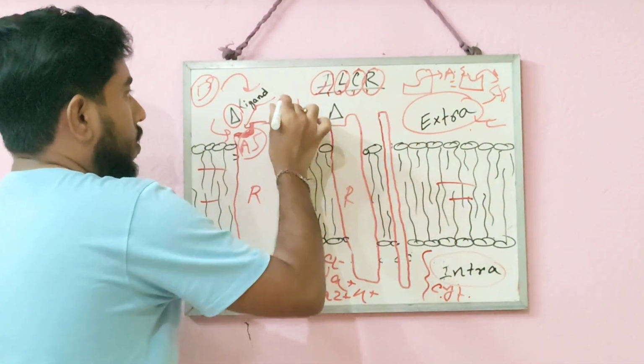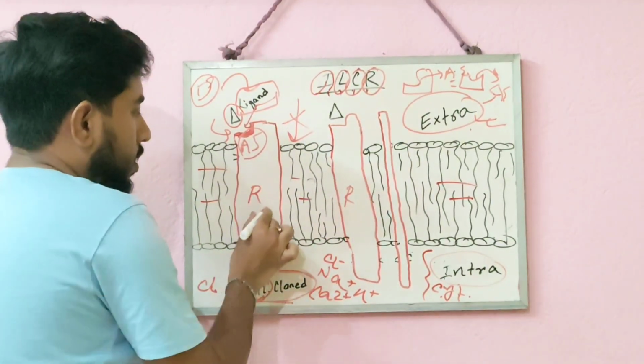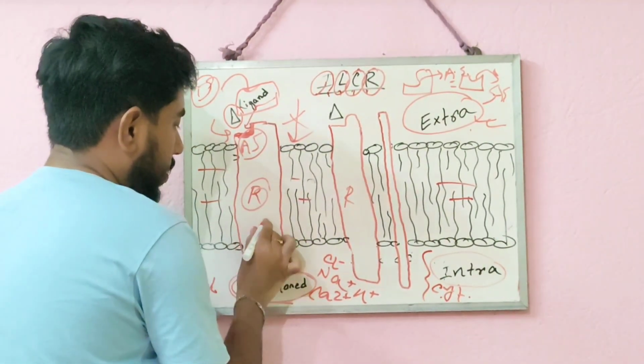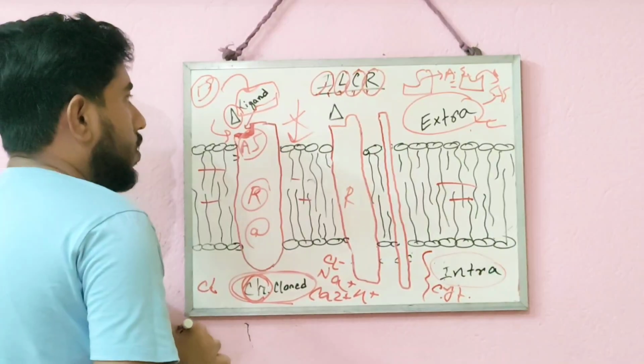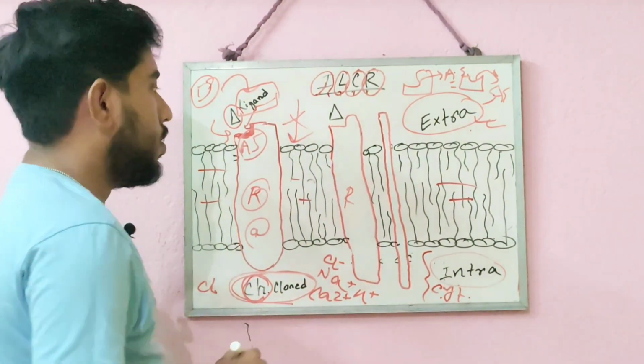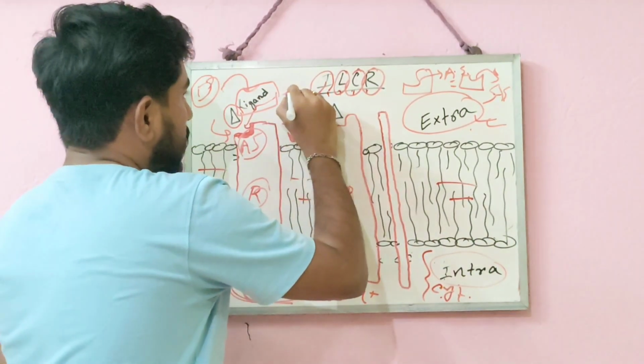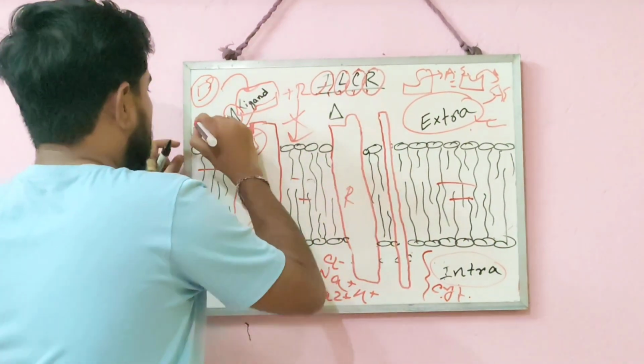So in that allosteric site, when that ligand comes and binds, that receptor is going to be activated. I have already told you in the previous video how a ligand binds with a receptor. That ligand will bind with a receptor by the lock and key mechanism.